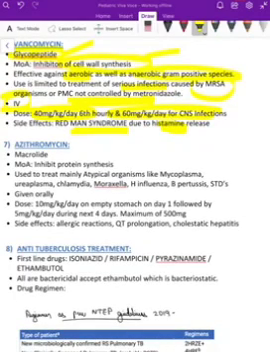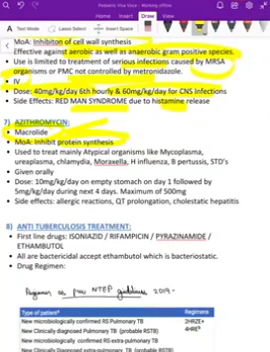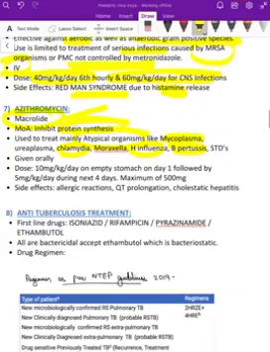Next one is azithromycin. It belongs to the macrolide group of antibiotics. How do they act? They act by inhibition of protein synthesis. It is used to treat mainly atypical organisms like Mycoplasma, Chlamydia, H. influenzae, pertussis, etc. It is given orally.